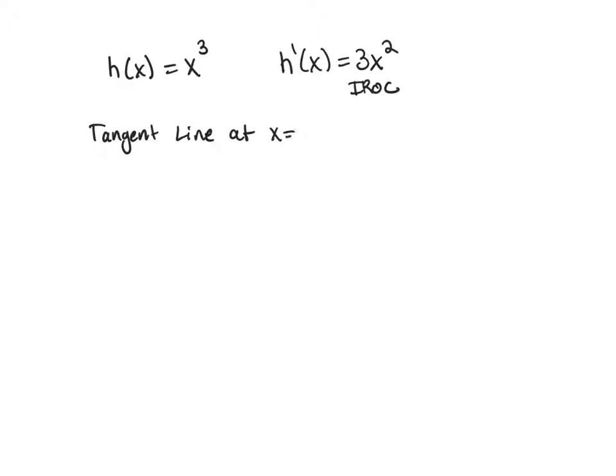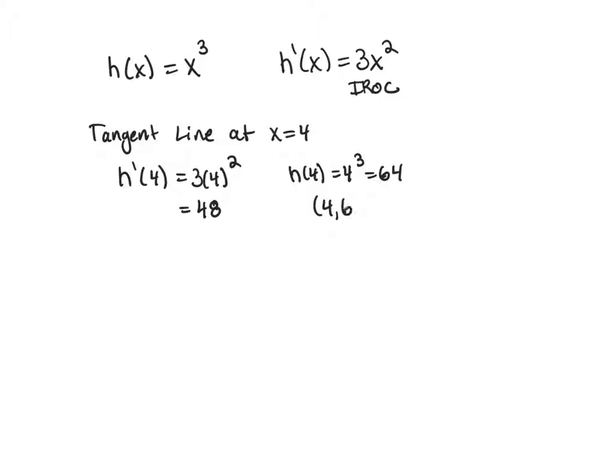So my tangent line at x equals 4 is going to have slope given by h prime. So h prime of 4 is 3 times 4 squared, or 3 times 16, which is 48. And my h of 4 is 4 cubed, which is 64. So I have the point 4 comma 64, and then I have this 48, which is my slope. We use L of x for the tangent line, so L of x would be 48 multiplied by x subtract 4 plus 64. And you could just leave it like that in point slope.